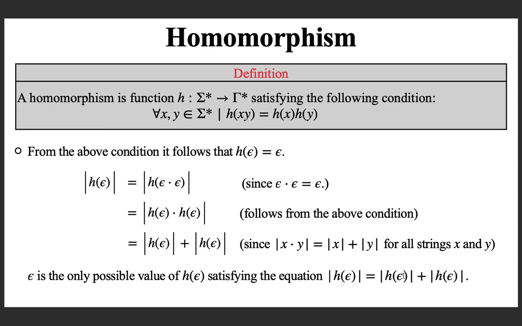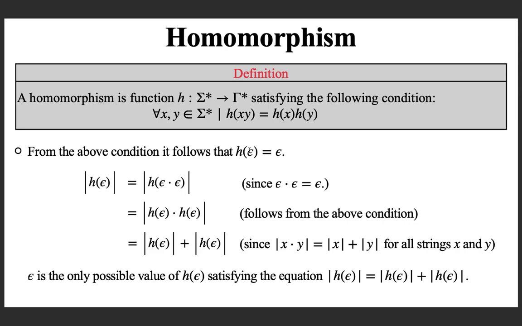This equation is satisfiable only for a single value of the homomorphic image of epsilon, which is the null string itself, because when it is the null string, the LHS becomes 0 and the RHS becomes 0 plus 0. So epsilon is the only possible image for epsilon under the homomorphism h, regardless of what the definition of h is. I hope you are getting me.